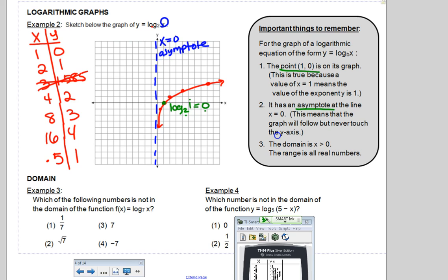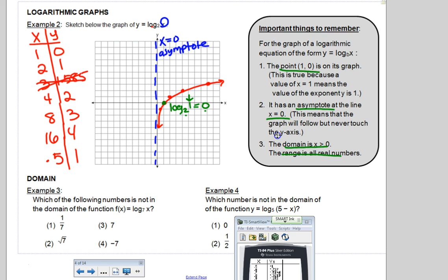The asymptote we talked about, it's never going to cross that imaginary x equals 0 line for a basic log graph. The domain are all the x's bigger than 0, because as we said, the outcome of a log base 2 can only be positive. So that spot here has to be positive. And then lastly, the range, you can have any x or y exponent. Remember, now the y is the exponent. So you can have any y number come out. Your range is all real numbers.